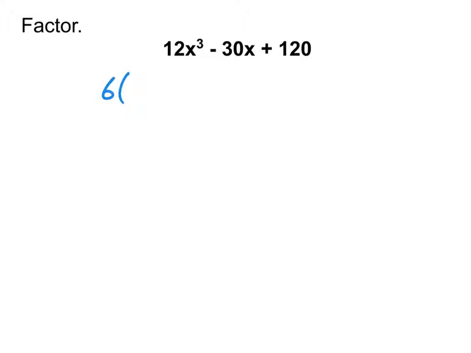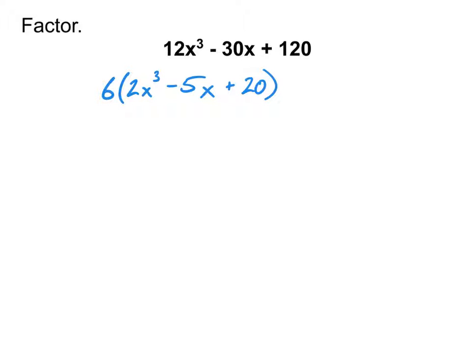So the very first thing I do then is write that 6 down out front of the parentheses, and yes, it must be out front of those parentheses, and we still have to include it. And then I go ahead and divide every term by 6. So I'm going to get 2x cubed minus 5x plus 20.